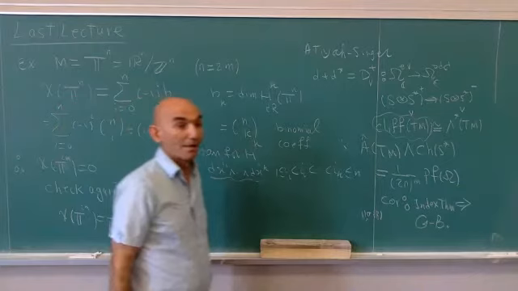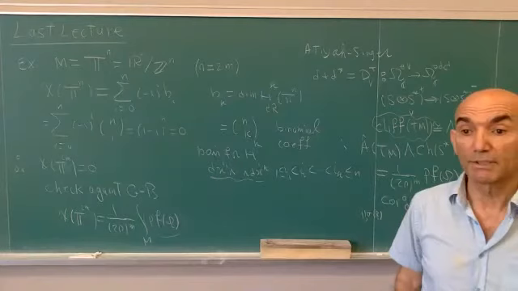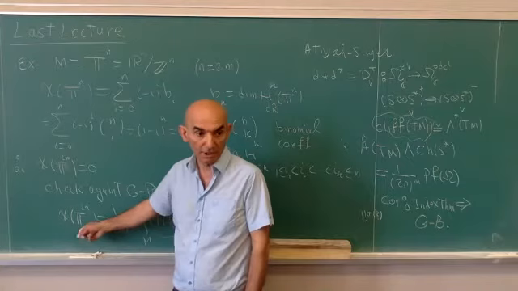So we want to check without assuming the theorem. We check the left-hand side and we want to check the right-hand side. We want to check that actually in this case, this is true. How do we do that?